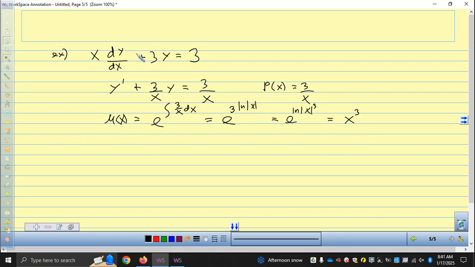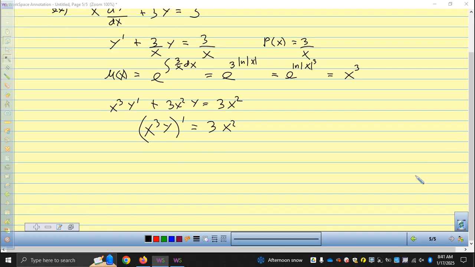So we multiply both sides of this equation by our integrating factor. x cubed y prime plus 3x squared y equals 3x squared. Rewrite the left-hand side as a derivative of a product: the derivative of x cubed y equals 3x squared.